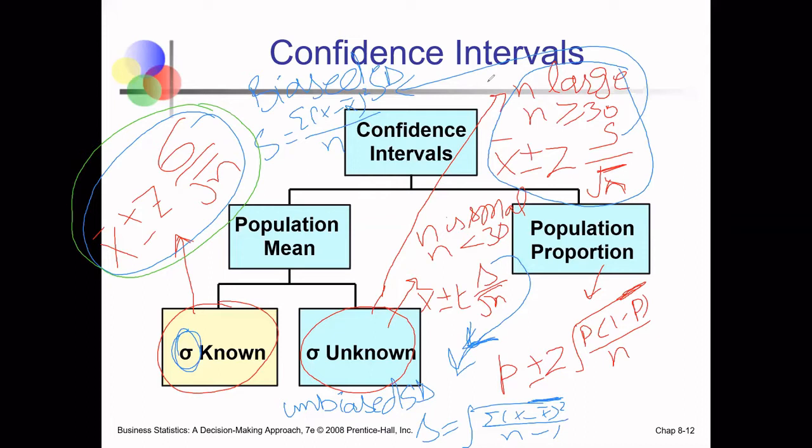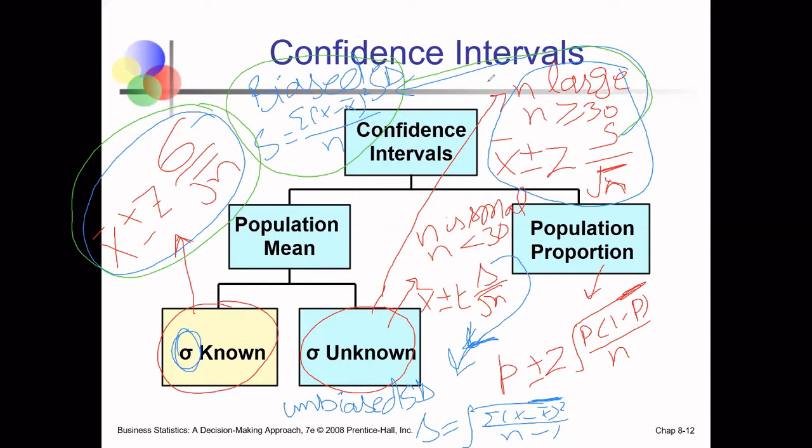The next is confidence interval for population mean when sigma is unknown, where we have two scenarios. One scenario is when n is large and the other is when n is small. N large usually means n is greater than or equal to 30, and we use the formula x bar plus minus z S by square root of n. Capital S shows the biased standard deviation.